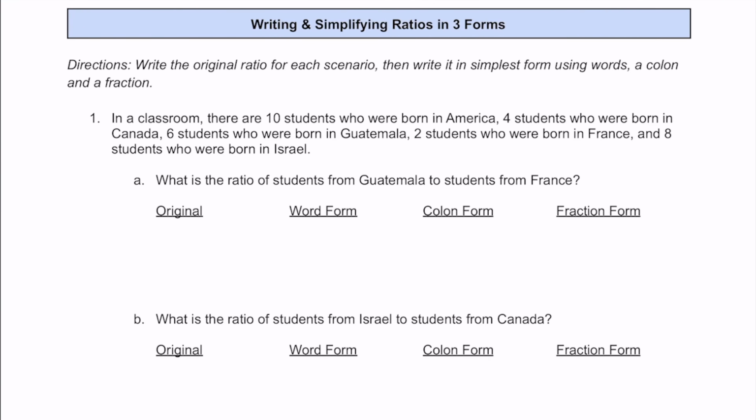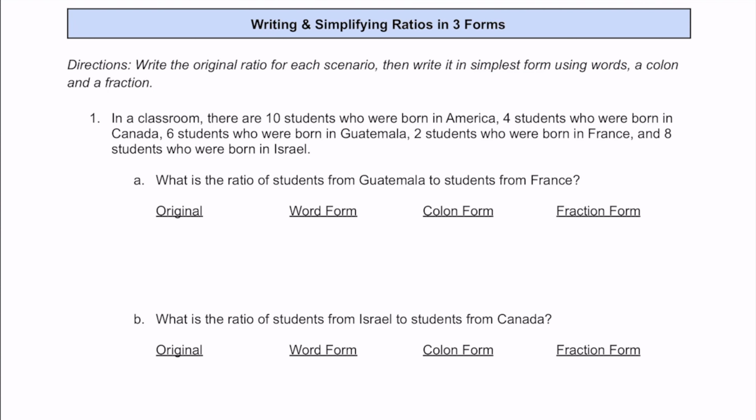Let's practice writing and simplifying ratios in three forms together. For each of these given scenarios, we're going to start by writing the original ratio from the problem that we're given. Then we're going to write it in simplest form using words, a colon, and a fraction. Three different ways that we can write ratios.